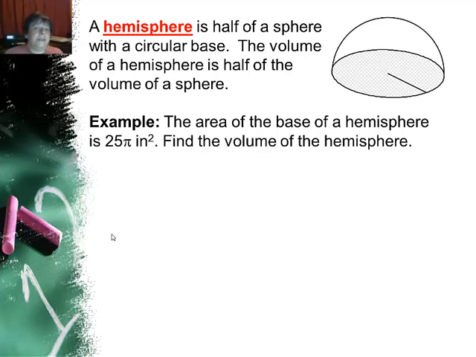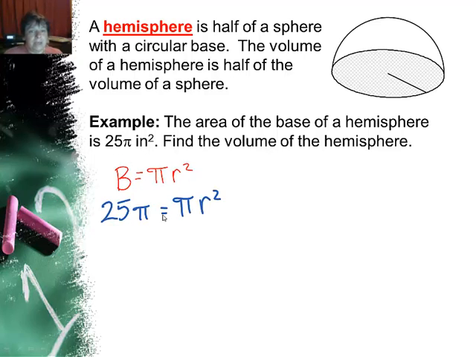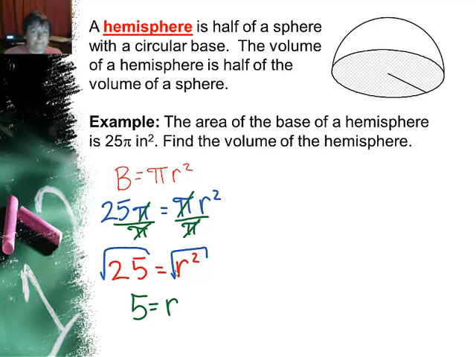This problem is definitely a little more complicated. I know the base is 25 pi inches squared. I need the radius to find the volume, and that information is hidden in this area of the base. So I'm going to write down the formula for the area of the base, which is pi r squared. And again, you want both sides of the formula, because this 25 pi doesn't go on the right side. It goes in for the area of the base. The pi's will cancel, and then you will get r squared is 25, or the radius is 5.